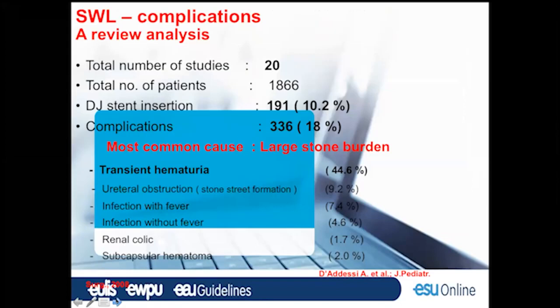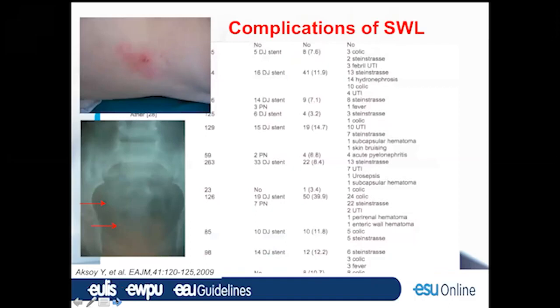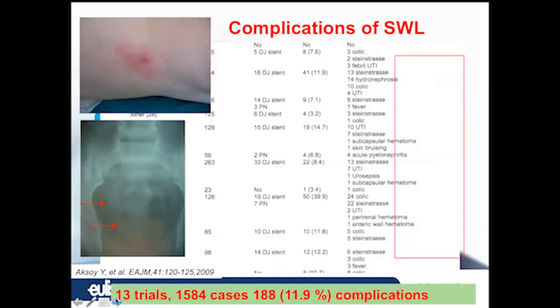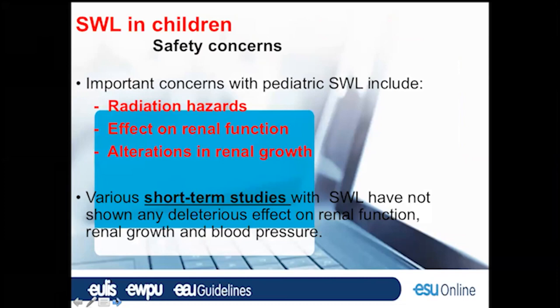Complications are important, and here is a huge series with a huge number of cases. Here you see most of the complications are minor, and most of them are also related to the stone size. If we choose the stone size well, then we will have really very limited complications. Here you see 13 trials, a huge number of cases, and 12% complications have been observed.